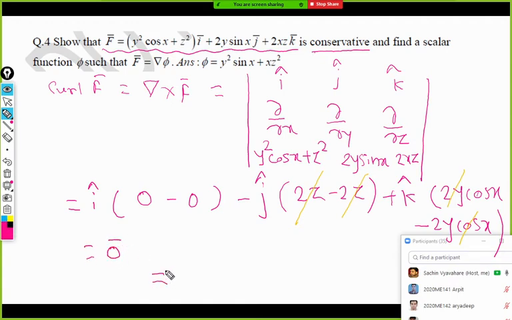This implies this f bar is conservative or irrotational. So that is the end of the first part of the question, which is always very simple. Generally this part carries 2 marks out of 5, and the remaining 3 marks are generally given for finding that scalar function phi. So once you finish this part, tell me, and we'll move to the second part of the question.